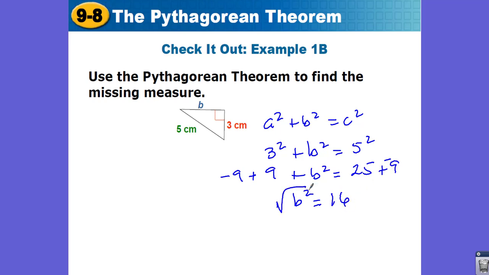So now we take the square root of b squared, take the square root of 16, because whatever I do to one side, I must do to the other. I end up with b equaling, and the square root of 16, if we type that into our calculator, we get 4. And in this case, 4 centimeters. And that's how you use the Pythagorean theorem to find a missing leg.